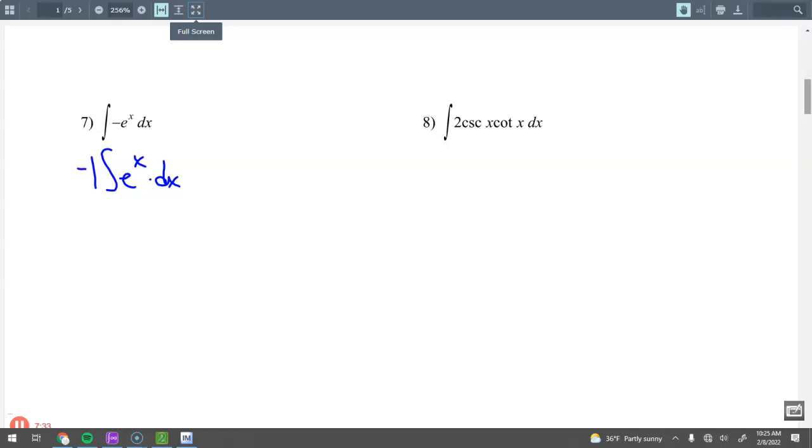What's the integral of e to the x? E to the x. And then yeah, don't forget your plus c. There have been people that have gotten a 0 on the gateway because they forgot plus c on all 10 questions.